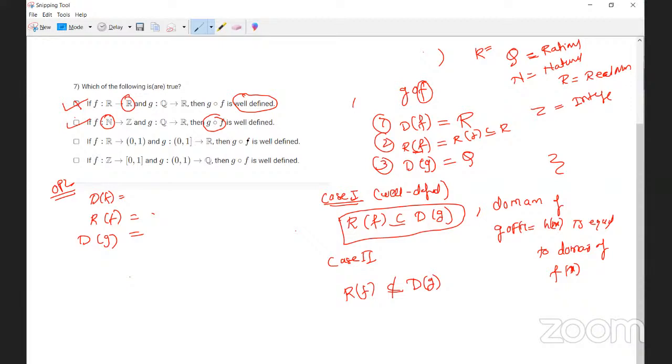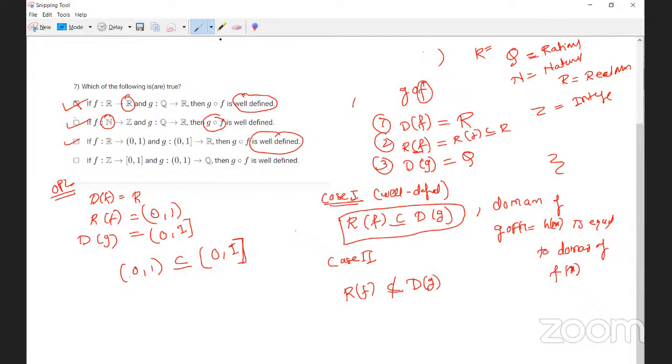Now check option 3. The domain of f is R, and the range is the open interval (0, 1). It can be a subset of this particular thing. Between 0 and 1 is an open bracket, right? And the domain of g is [0, 1]. Now check this condition: the subset of this, with closed brackets. Yes, this is true, so this is also a well-defined function.